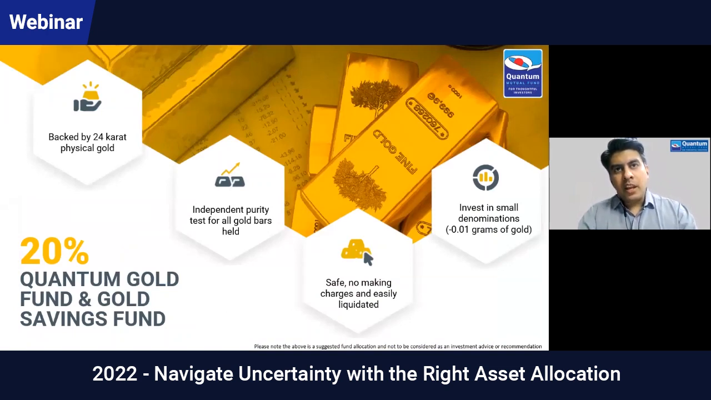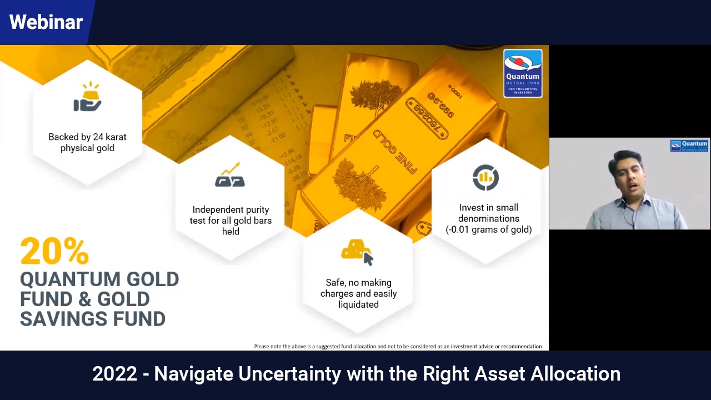We think that it is very, very important to have gold in your portfolio. And a good way is through a gold ETF or a gold savings fund, because virtually it's open 24/7. You can buy and sell at any point in time, and you get efficient prices. It's backed by 24 karat gold. You get the wholesale market efficiency at a retail level. Now the denomination of the ETF is 0.01 grams, so just about 41 rupees. And the gold savings fund is available from 500 rupees.